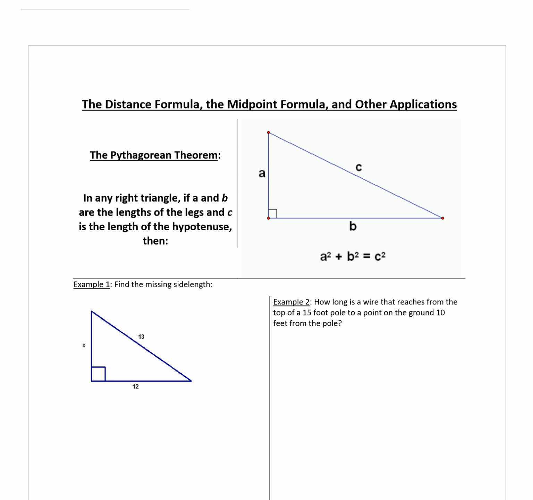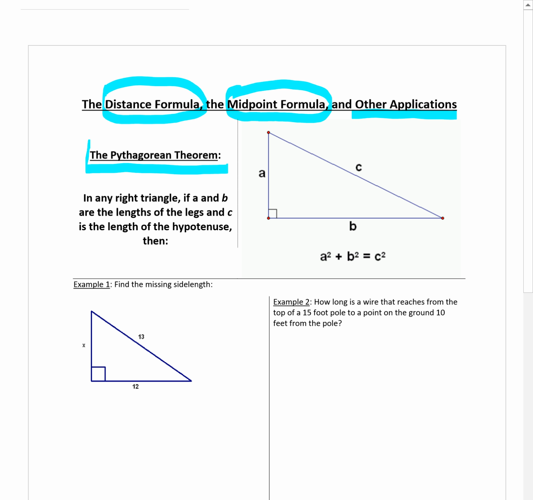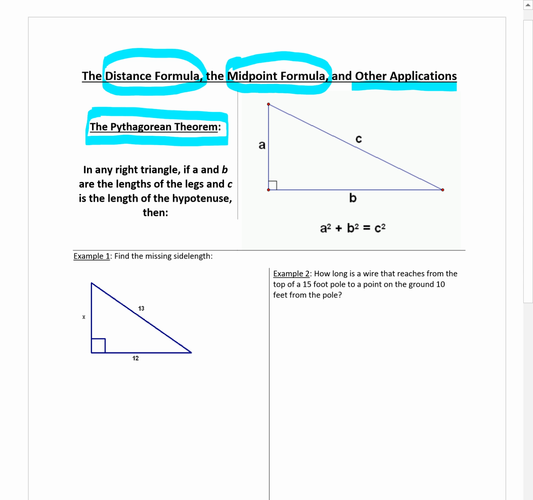I have three different formulas we're going to talk about in this section. The distance formula, which they mention here, the midpoint formula, which is fairly simple, and then when they say other applications, really the only application that we're going to talk about is the Pythagorean theorem, which you've seen before, so it's not too exciting of a section, but still good to go over anyway.